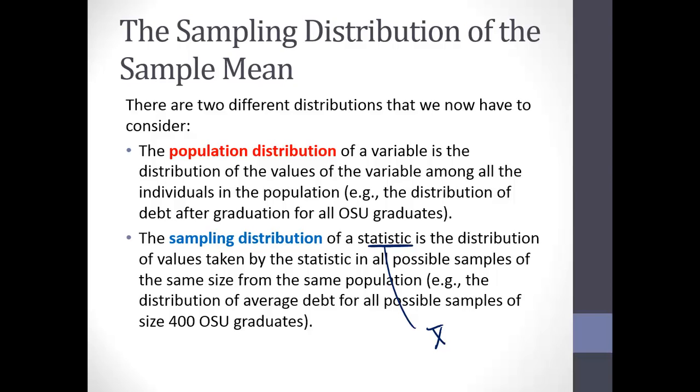It tells me the distribution of values taken by the statistic in all possible samples of a certain size from that population. So for a particular sample size, it gives me the values that random variable takes on for all possible samples. So the population distribution corresponds to everybody in my population. The sampling distribution talks about the distribution of my sample mean, or whatever I'm interested in at the moment.